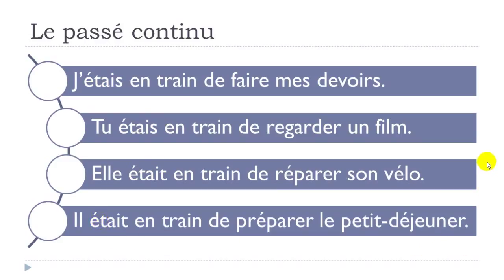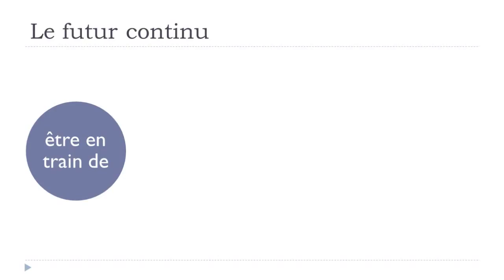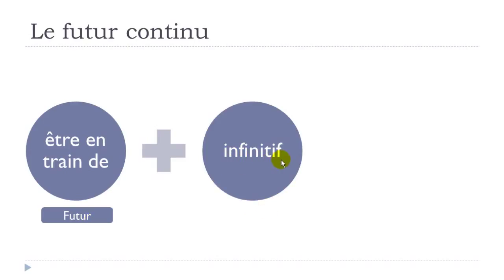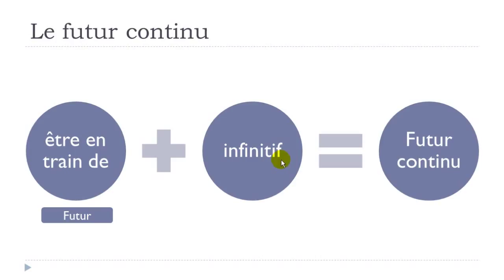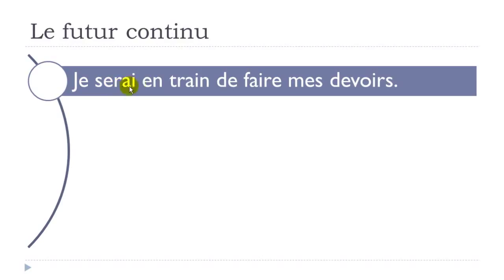All right, and in the same logic, we could put this structure at the future as well. Why not? So, le futur continu. And in that case, exactly the same structure, so être en train de, but then obviously, so être should be at the future form, okay, so the real one, and then the infinitive form, just to get this futur continu. Okay, same example, same sentences, so je serai en train de faire mes devoirs.